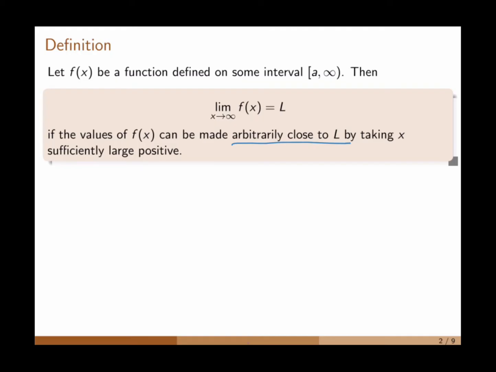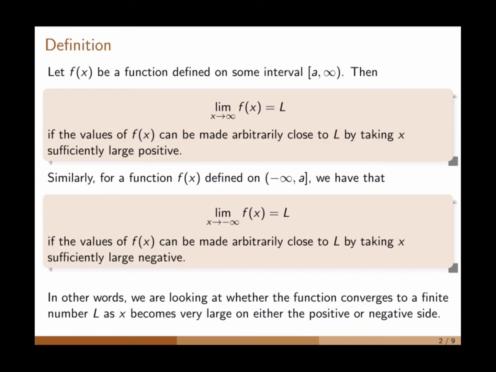We can define the opposite for limits for negative numbers. So a function should be defined on minus infinity to a, and we say the limit as x goes to minus infinity of f of x is L if the values of f can be made arbitrarily close to L as x becomes large negative.